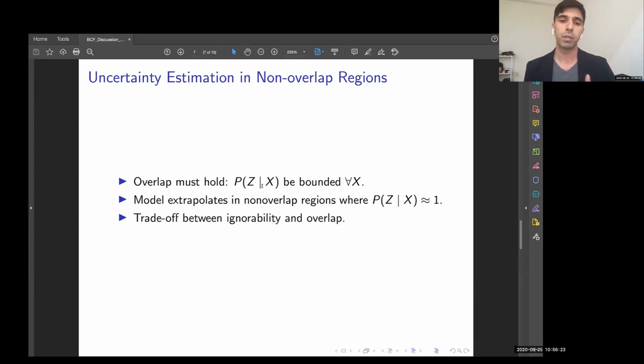But then if we do this, that sort of increases the chances of some overlap violation. So if we include a lot of X's, then maybe there are going to be some pockets of X where overlap does not hold. And if I've convinced you that this is important, then I think some relevant context to BCF is how it behaves in these regions. We want to understand what is the extrapolation that Bayesian causal forests do when they encounter these regions of non-overlap.